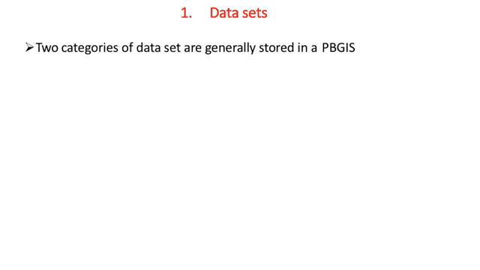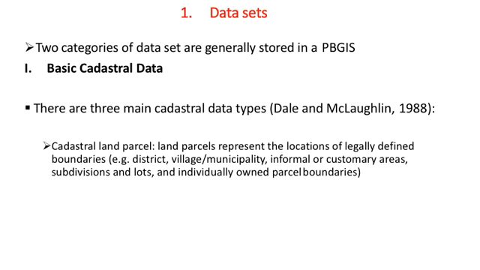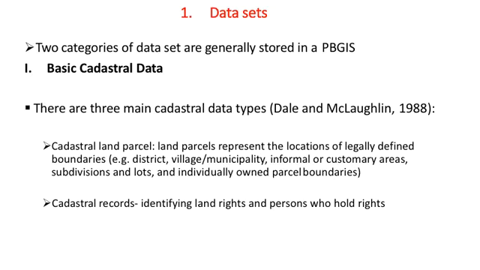Needed datasets. Two categories of dataset are generally stored in a parcel-based GIS system. Basic cadastre data. There are three main cadastre data. Cadastral land parcel, where the land parcel represents the location of legally defined boundaries, which is legally formalized. The boundary could be fixed or general, and cadastral records identify the right and the person who holds that right, and the parcel identifier.